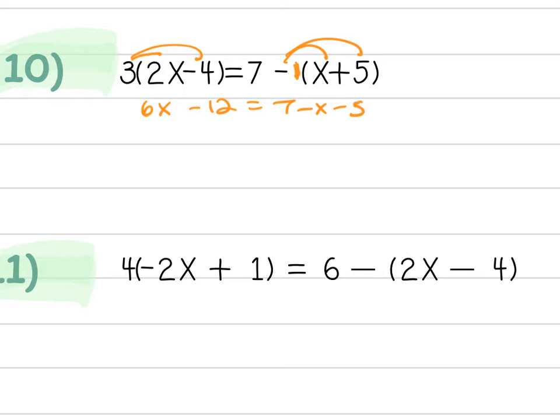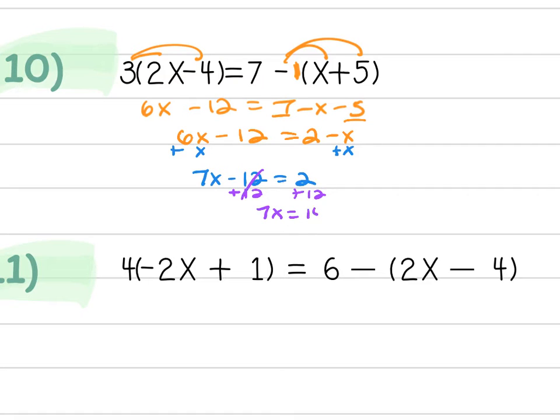So now I get 6x minus 12 equals 7 minus 5, which is 2 minus x. Then I'm going to add the x. 7x minus 12 equals 2. Add the 12. 7x equals 14. Divide by 7. And x is 14 over 7, which is 2.